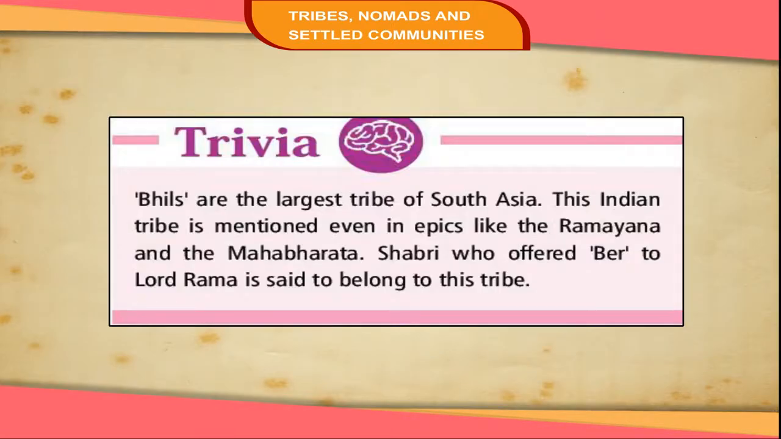Trivia: Bhils are the largest tribe of South Asia. This Indian tribe is mentioned even in epics like the Ramayana and the Mahabharata. Shabri, who offered berries to Lord Ram, is said to belong to this tribe.